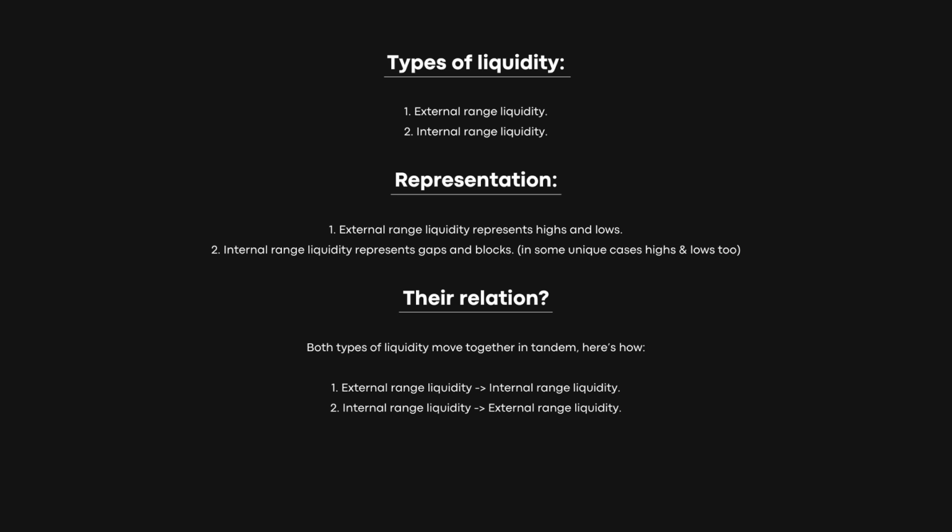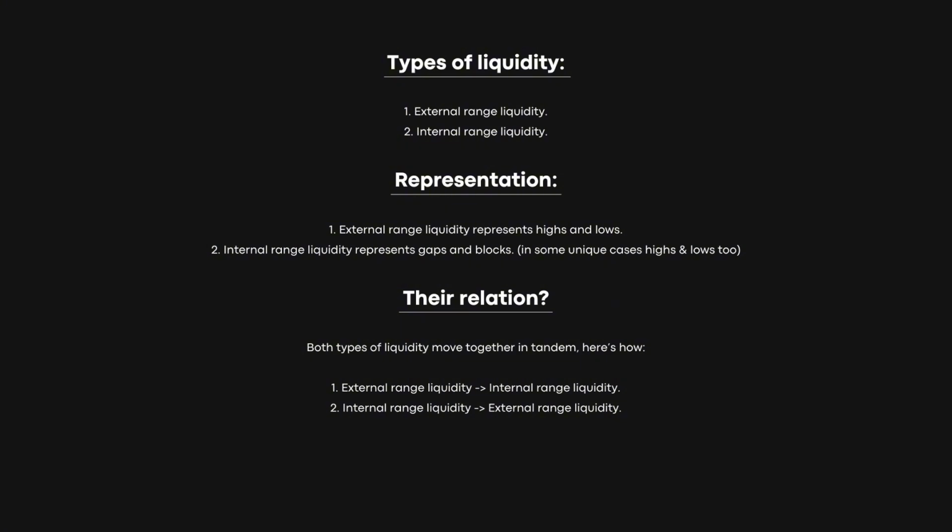Now, in some unique cases, internal range liquidity or external range liquidity can represent highs or lows too. For example, let's say price is rejecting below a low in a bullish order flow, or price is rejecting above a high in case of a bearish order flow. In those sort of unique cases, internal range liquidity could be in the form of highs or lows too. But generally speaking, ERL or external range liquidity strictly refers to highs and lows, while IRL or internal range liquidity typically refers to blocks and gaps. I'll explain these visuals later when we go over the chart examples.